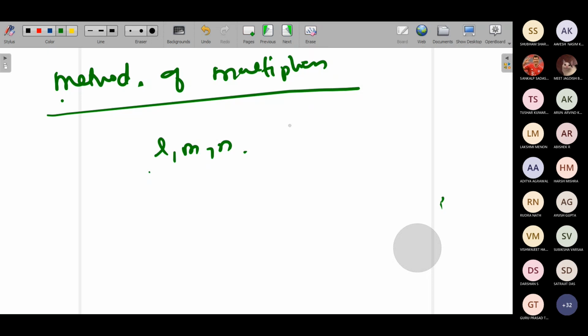What are these multipliers? They can be constants, they can be variables, or they can be combinations of constants and variables. What are the variables you will use for these multipliers? It can be x, y, z, or constants also. It can contain x, y, z, or any other thing. Somehow we choose the multipliers.